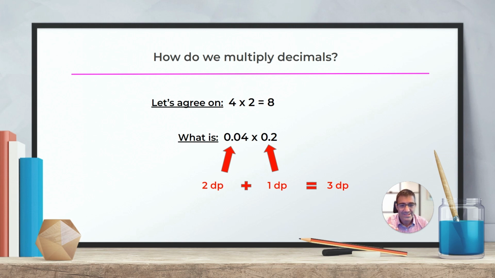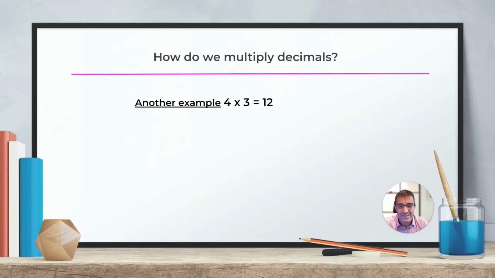Now, there's an 8 because 4 times 2 is 8, but the 8 is the third number in the decimal. So that means after the 0, so 0.008, and that looks like 3 decimal points. So you add the 2 with the 1, 2 decimal points, 1 decimal point, the answer will have 3. That's how we multiply decimals.